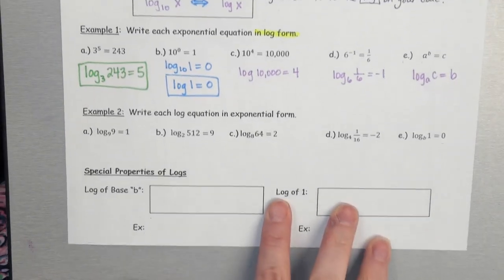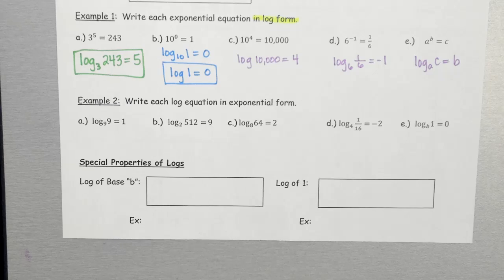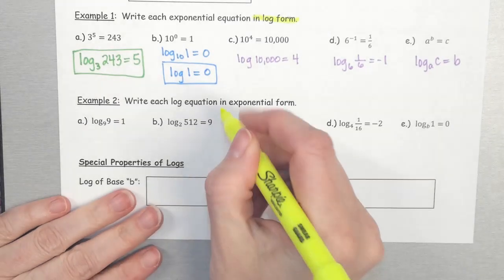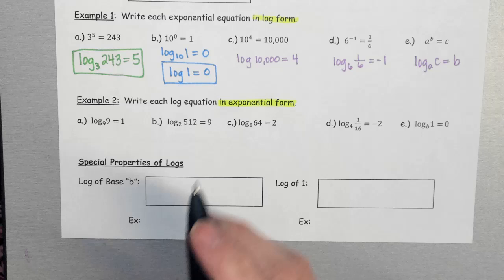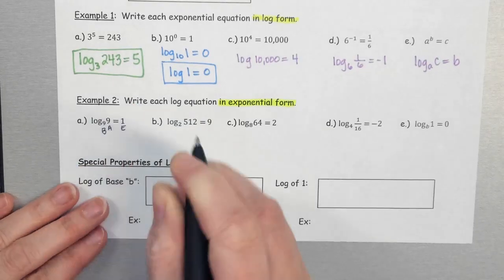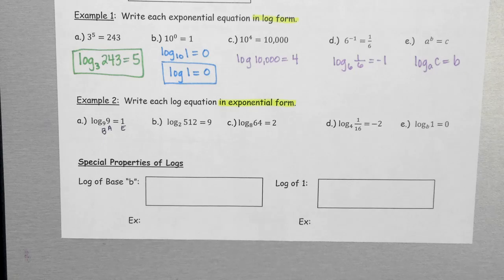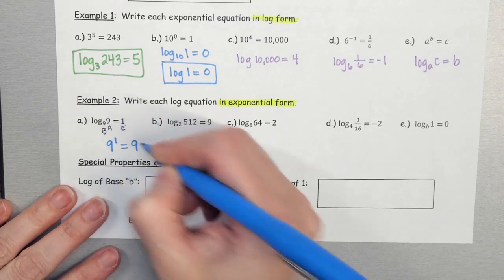In example 2, now we're going to go the other way. We're given the log equation, and what we're going to do is write it in exponential form. This is when you can use your base, answer, exponent. This is your base, this is your answer, this is what your exponent should be. And then exponential form was just 9 to the 1st equals 9.